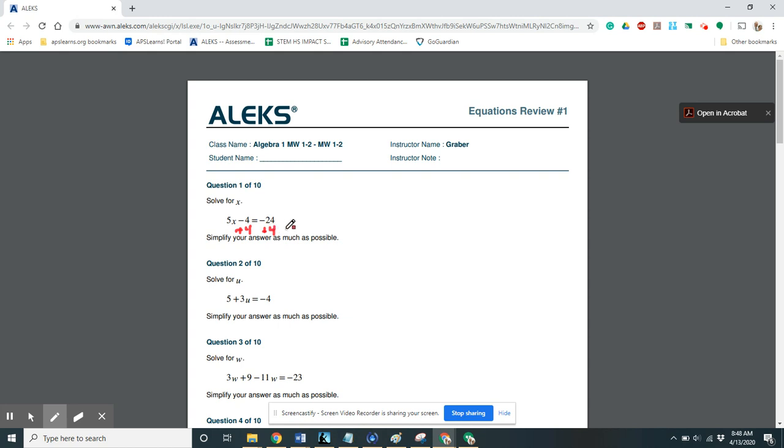Negative 24 plus 4 is negative 20. So that gives us, these will be canceled. 5x is negative 20. Divide both sides by 5 to get rid of the 5. And x is negative 4. Sure, most of you remember that one. Had more issues with some of these other ones, so we'll take a look at these.